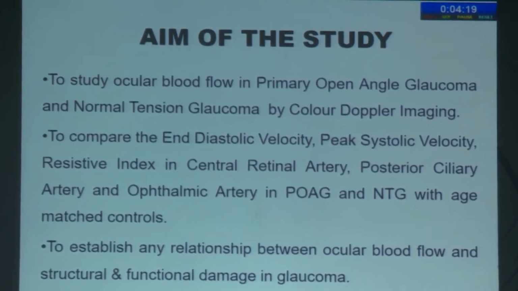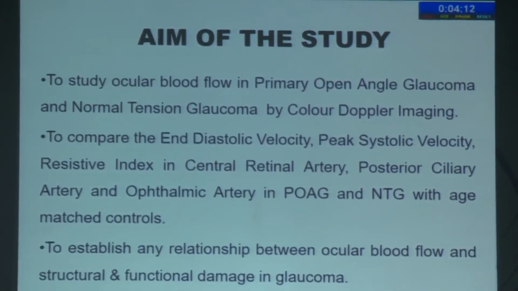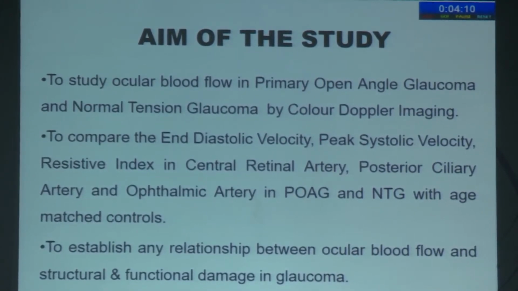The aim of our study was to study ocular blood flow in POAG and NTG by color Doppler imaging, to compare the end diastolic velocity, peak systolic velocity, and resistive index in the central retinal, posterior ciliary, and ophthalmic artery with age-matched controls, to establish any relation between ocular blood flow and structural and functional damage in glaucoma.